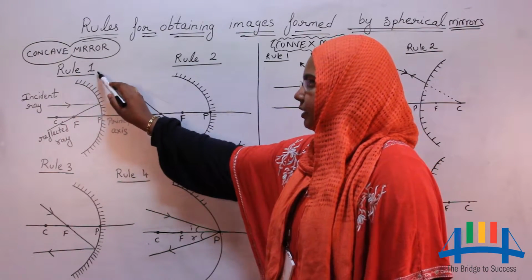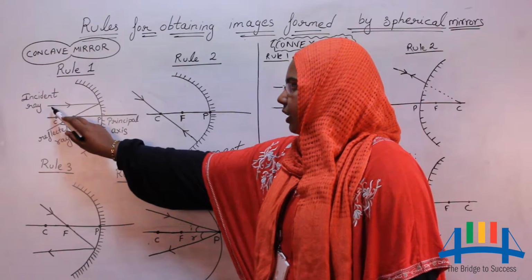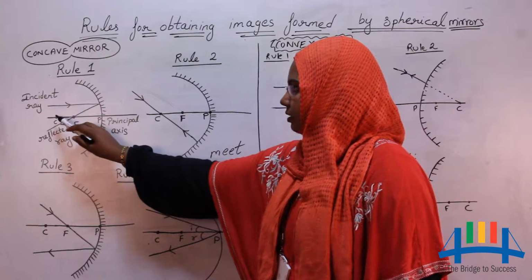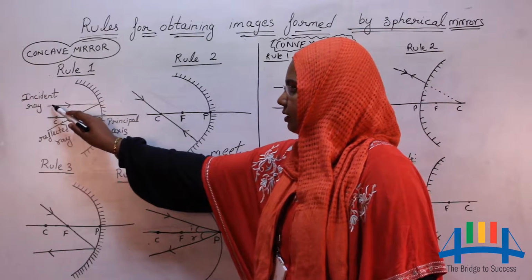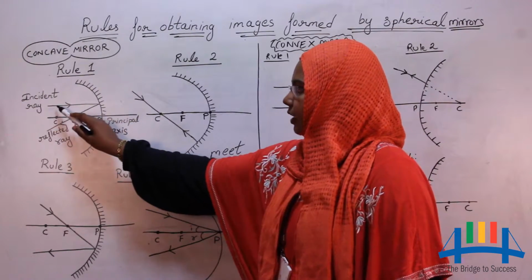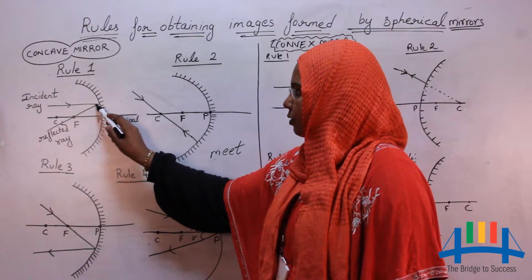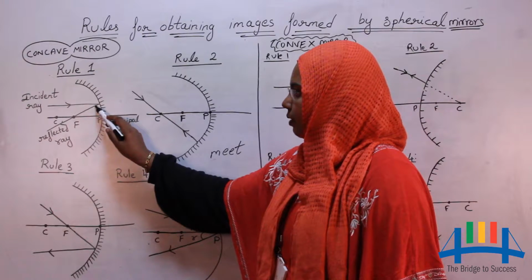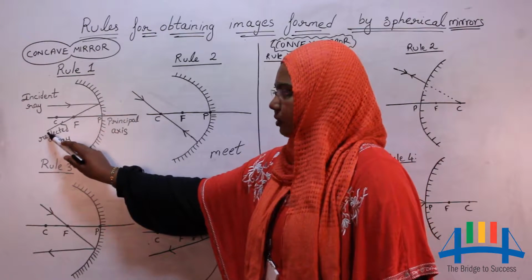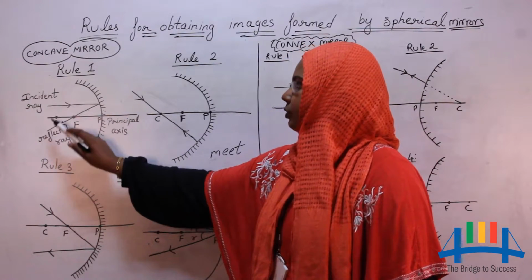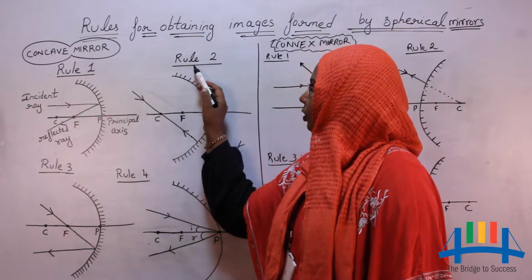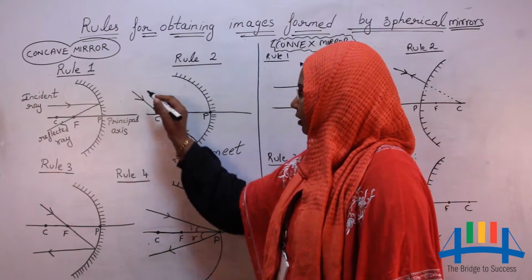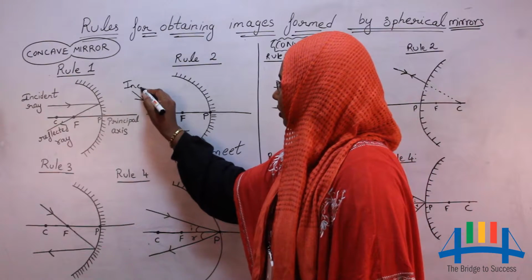So rule 1 says that if an incident light is parallel to the principal axis, you can see this is the principal axis and this is the direction of incident light. If the incident ray of light is parallel to the principal axis, then the reflected ray passes through the focus. This is rule 1.